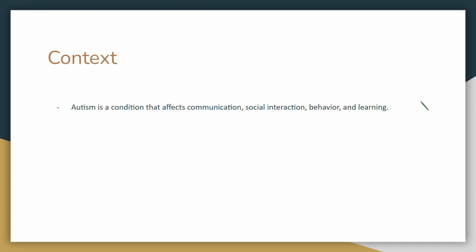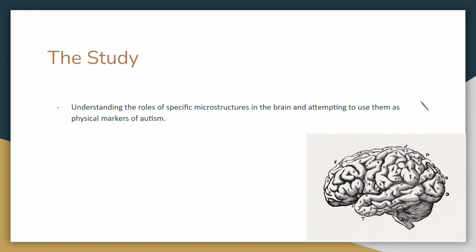So, this study's goal was to understand the roles of specific microstructures in the brain and attempt to use them as physical markers of the condition. So, to start with, we should understand what some of these microstructures actually are. But before that, we should cover a few important terms for this.